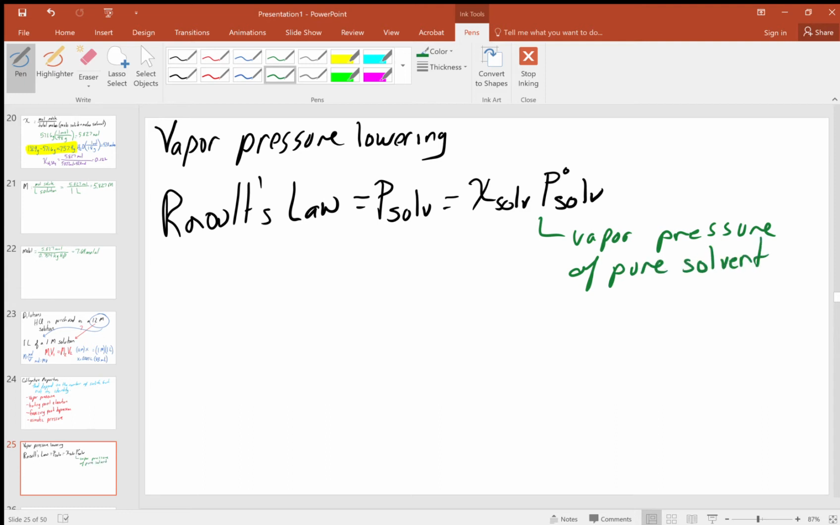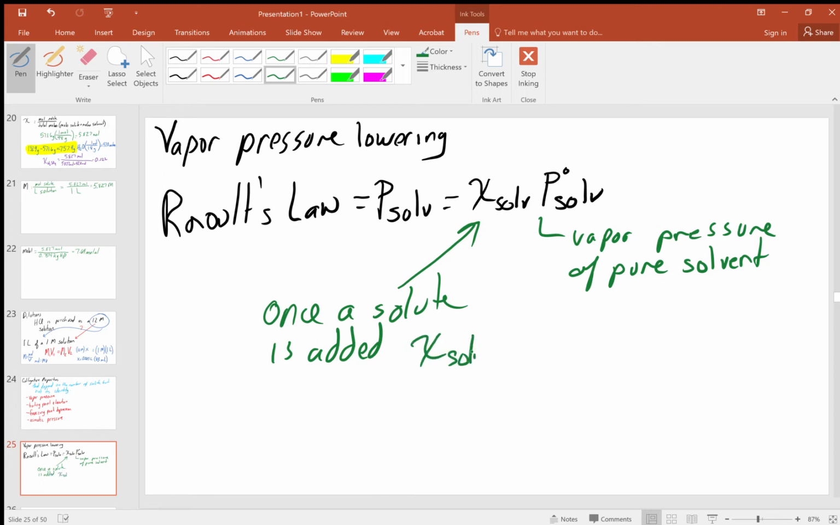So if we have pure water, then Raoult's law doesn't really apply, because if we have pure water, the mole fraction is 1, and then the vapor pressure of the solvent is just the vapor pressure of the pure solvent. But once we make a solution, so once a solute is added, then the mole fraction of the solvent is less than 1, and it will result in a vapor pressure for that solvent that's less than the vapor pressure of the pure solvent.